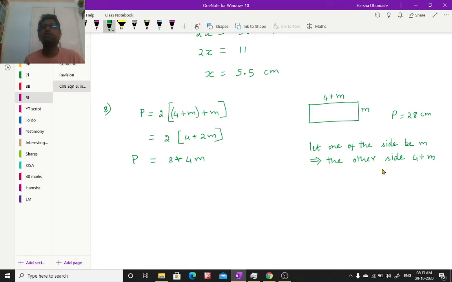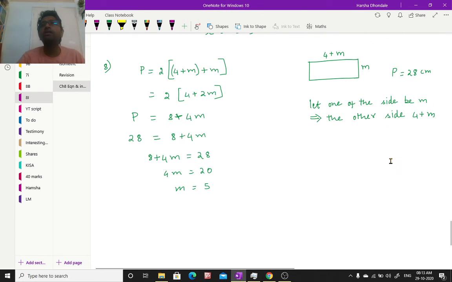Now if P is equal to 28 centimeter, then we need to find m. 28 equals 8 plus 4m. I'll just interchange the sides. 8 plus 4m is equal to 28. 4m is equal to 28 minus 8, which is 20. 4 5s are 20, therefore m is equal to 5. Now therefore the two sides are 4 plus m and m. So this implies 4 plus m is equal to 9.